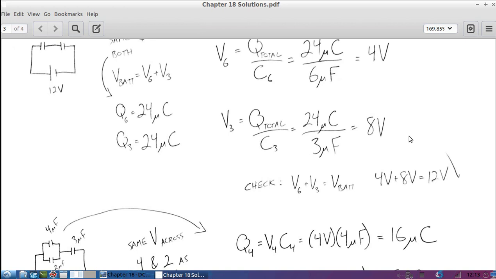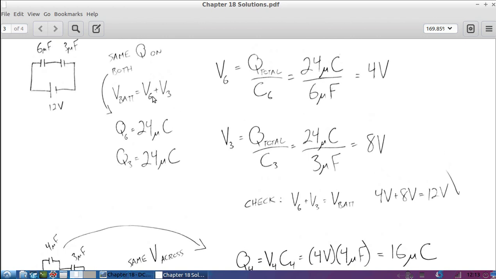So before I go any further, I just want to make sure that I'm doing everything correctly. So I'm just going to check, right? Is the voltage across the 6 and the voltage across the 3, do they add up to the voltage across the battery? And that's true. 4 volts plus 8 volts is 12 volts. Okay, so I'm doing good so far. Everything looks good, same charge, I'm following the rules. The voltages add up to the voltage of the battery.